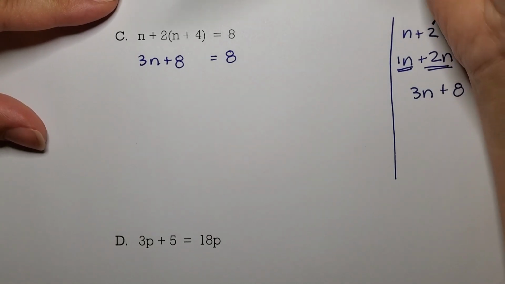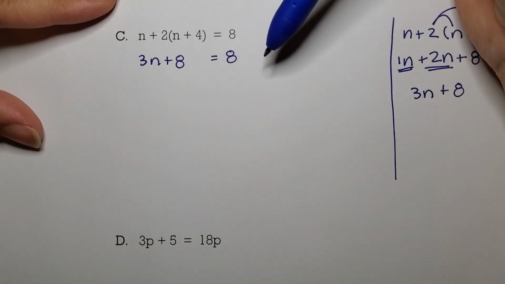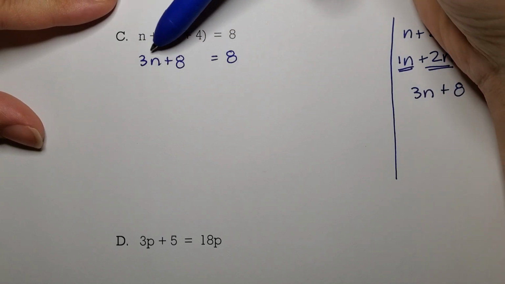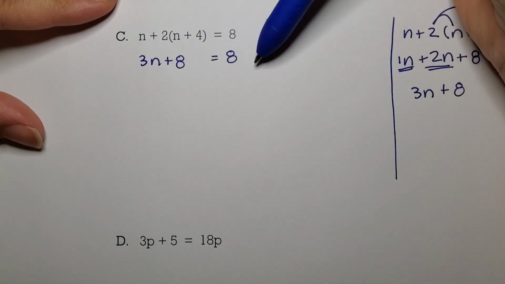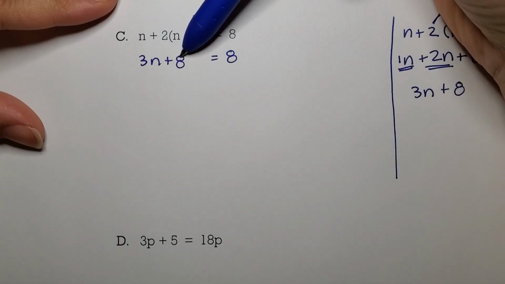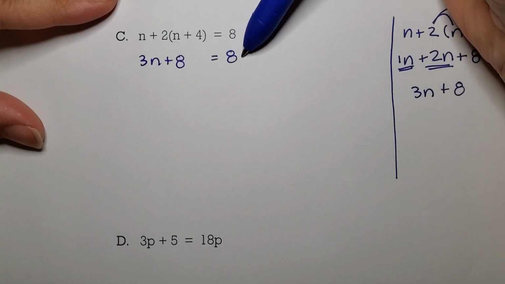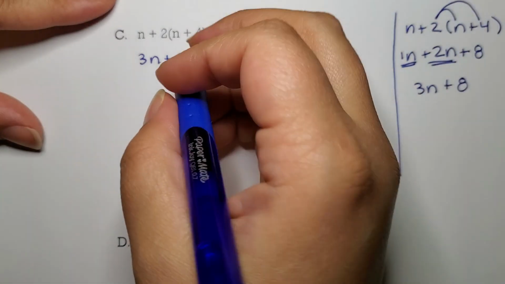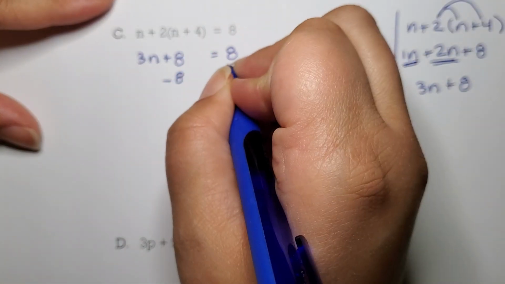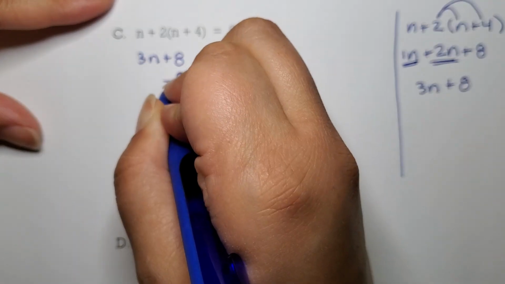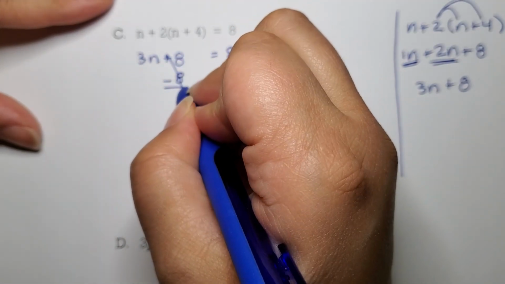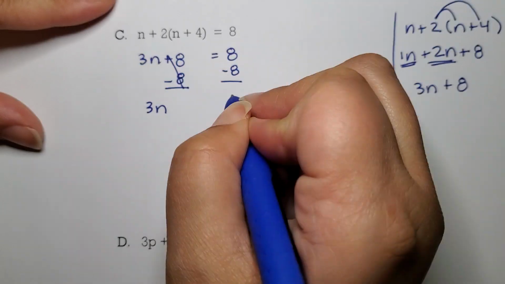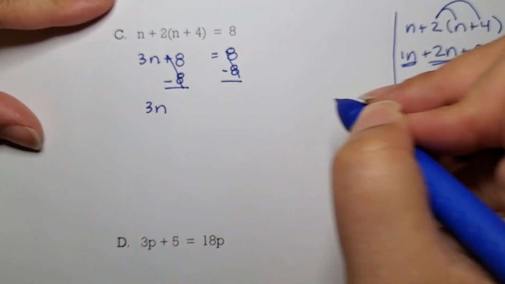So my goal is I want all the letters on one side, all the numbers on the other. So 3n is the only letter piece. And then this 8, I want to move over here. Since I'm adding an 8, I want to undo that by subtracting an 8. Those cancel out, and I get 3n, and then those cancel out.